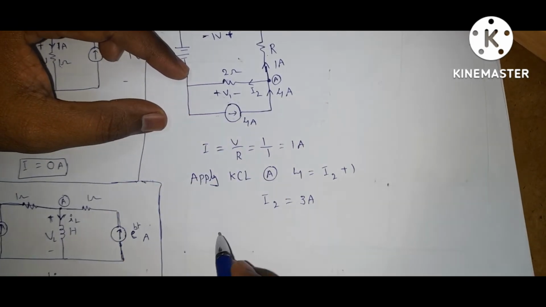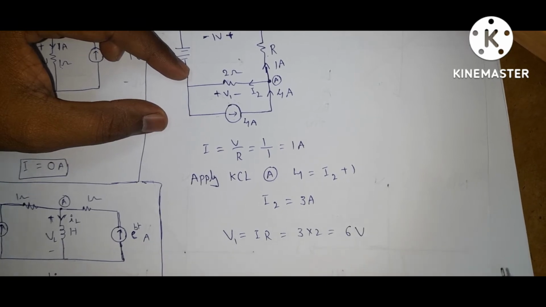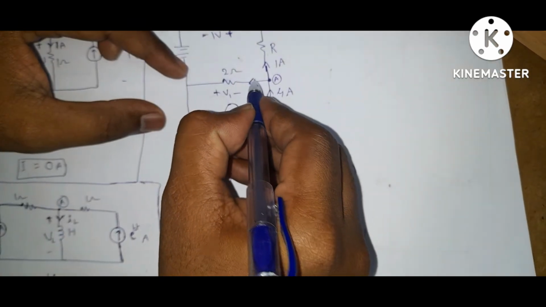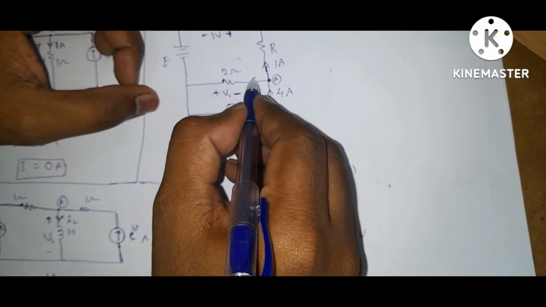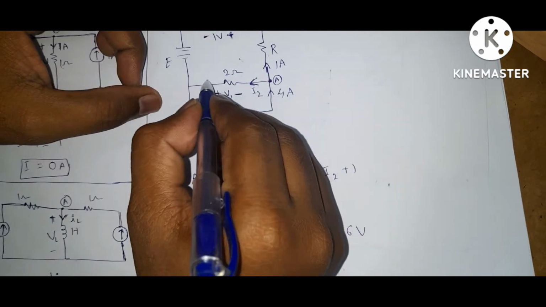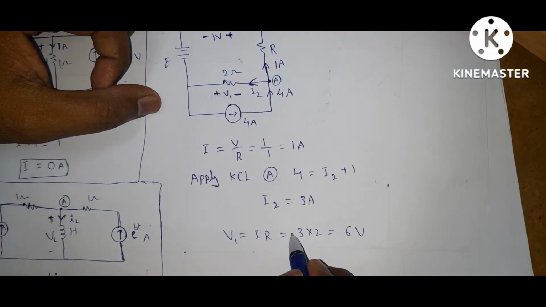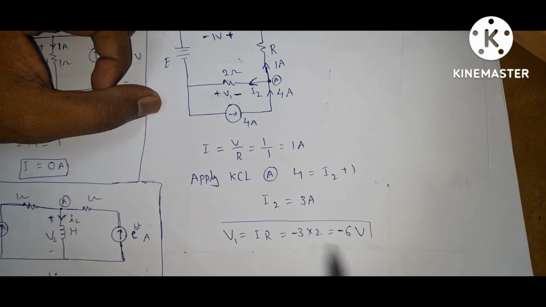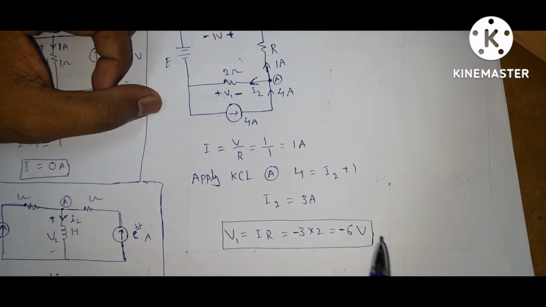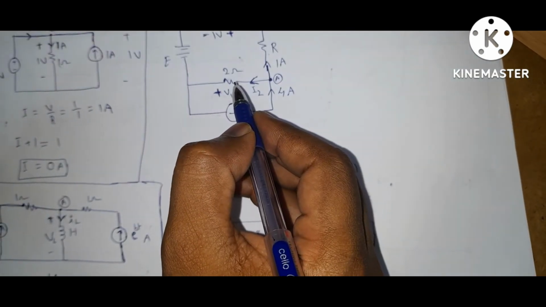Now what is the voltage? By Ohm's law, voltage V is equal to IR, 3 into 2, 6 volts. But see, the current is entering at negative terminal, that is negative polarity of the passive element. Current should enter at positive terminal of the passive elements. So the current is minus. So this is minus 3. You will get minus 6 volts. Careful with signs. Okay, positive and negative.